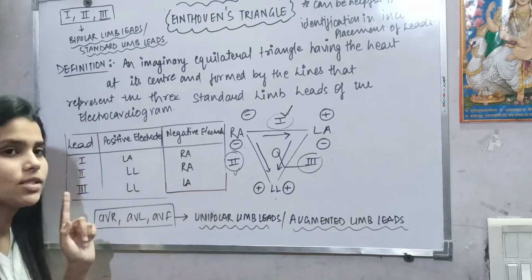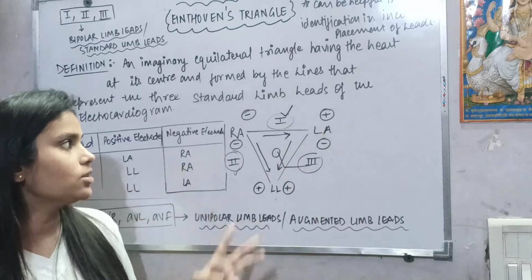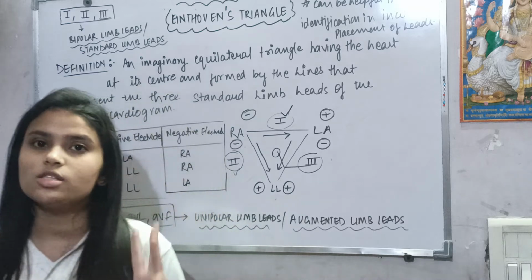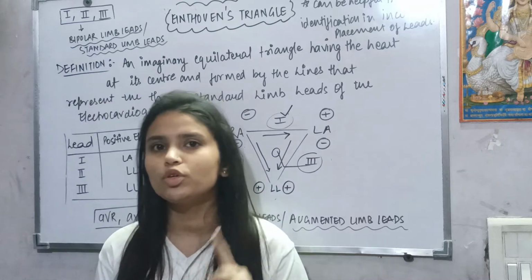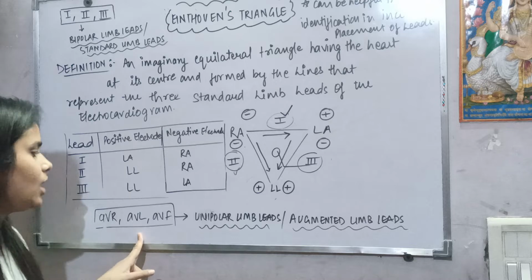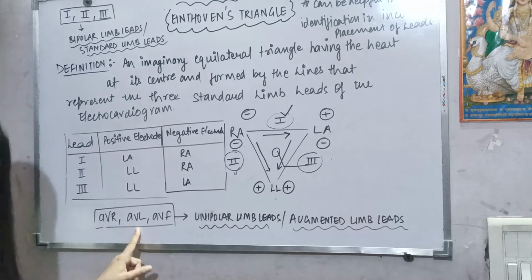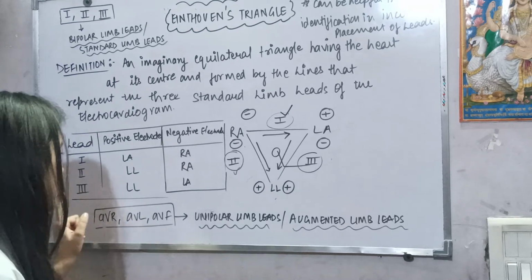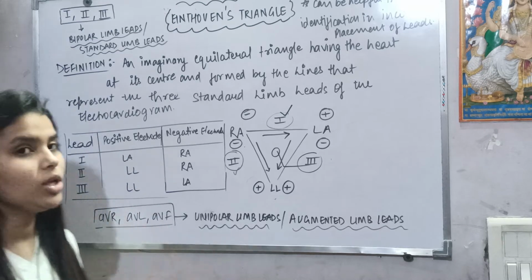That is why the first, second and third leads are termed standard limb leads, or bipolar limb leads, because they record the activity of two limbs at a time. Similarly, the leads AVR, AVL and AVF, augmented vector right, augmented vector left and augmented vector foot, are known as the unipolar limb leads.